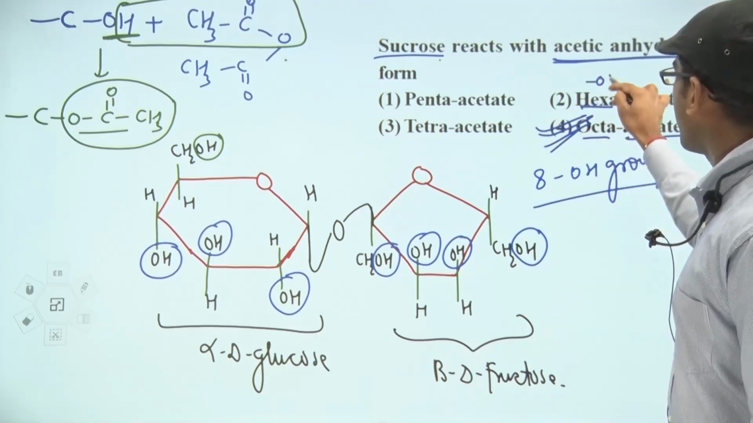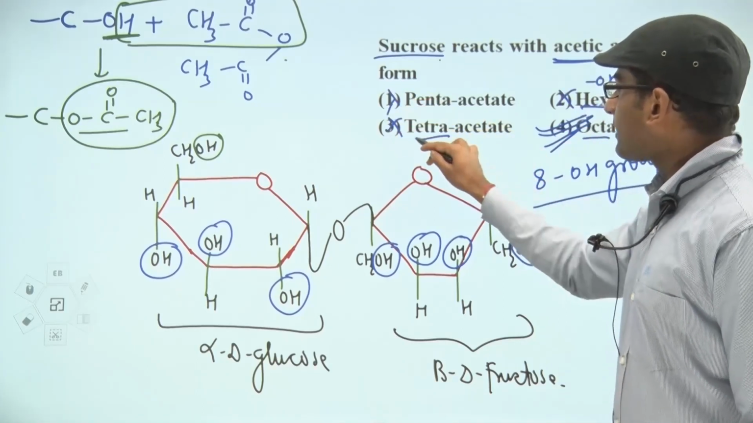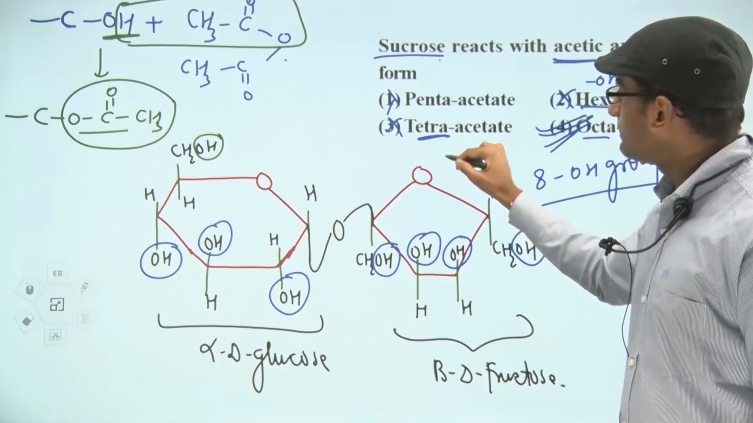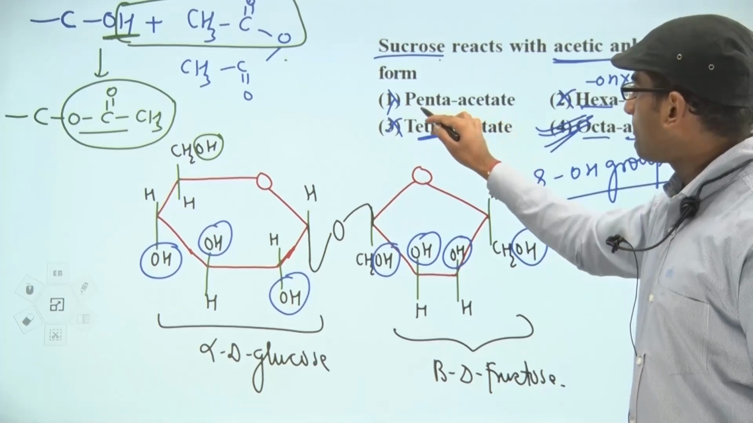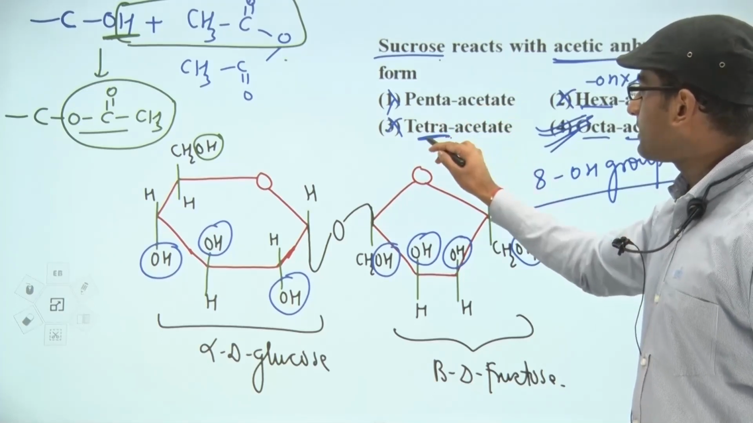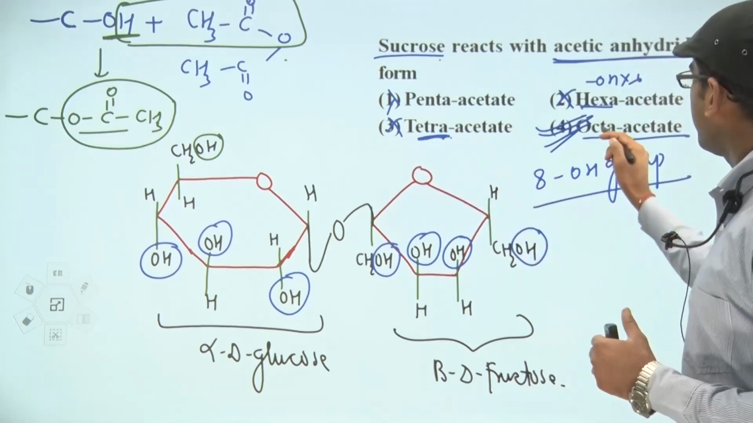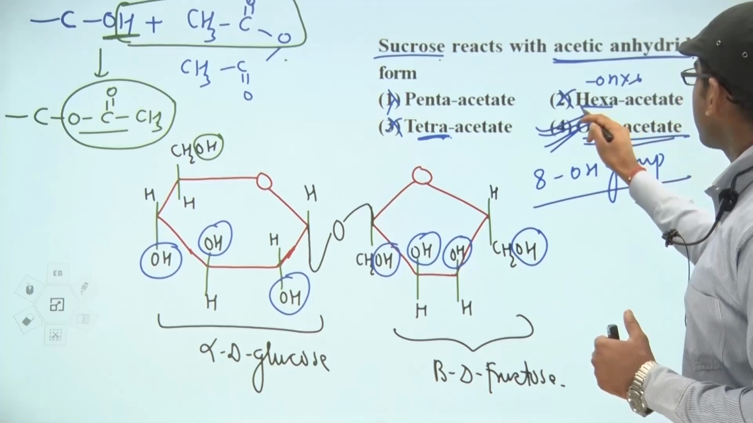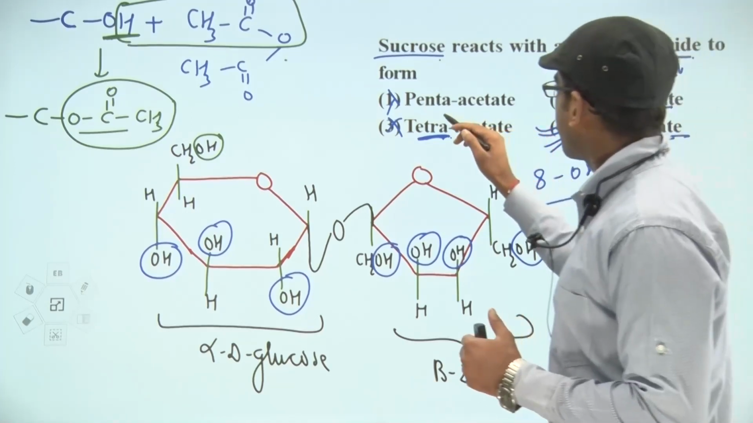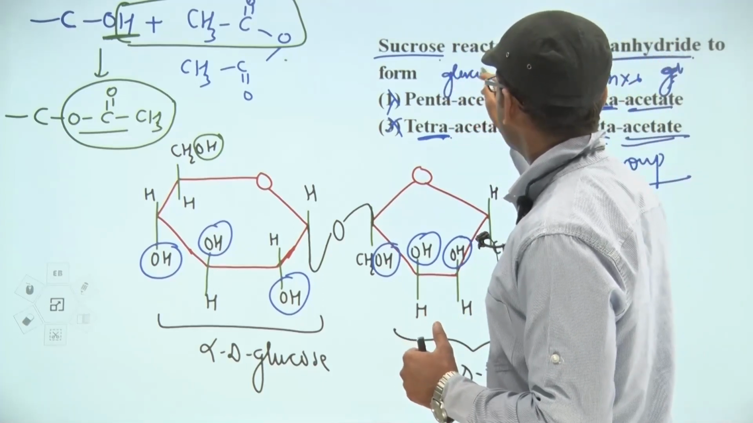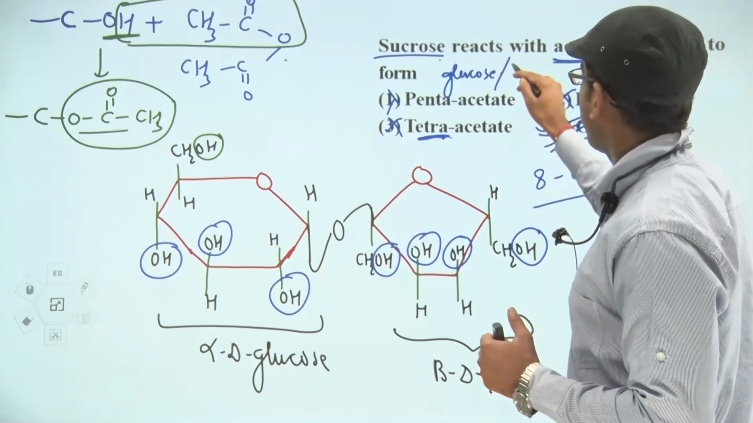Hexa, in case of 6 OH present here, is not possible. Penta 5, tetra 4. So tetra is possible in case of, we can say, glucose and fructose. So glucose is also kind of the pentaacetate. So wrong option is here. Based on the structure of the sucrose, only octaacetate is possible. Hexaacetate is glucose. Glucose is a pentaacetate, and in case of fructose, this is also pentaacetate.